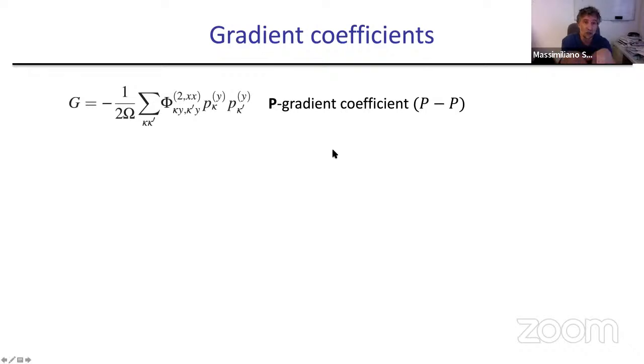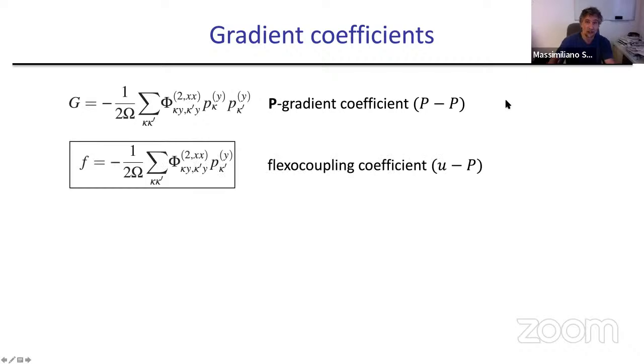So we go back to our long wave approximation and try to recalculate the gradient coefficients, which are G as before, which is the gradient coefficient for dP and dP. But now we have two new terms. One is the flexocoupling coefficient, which is given by this formula, a very similar formula, actually. We don't have 2P, but we have only 1P. And the coupling to the elastic degree of freedom is simply a sublattice sum.